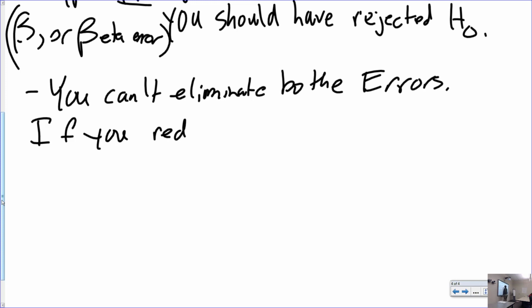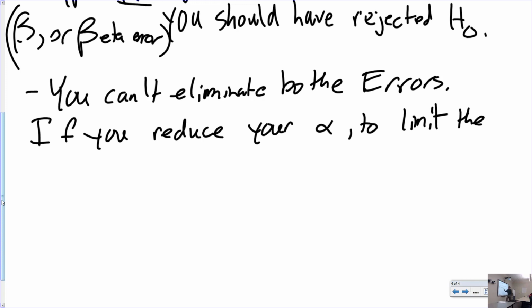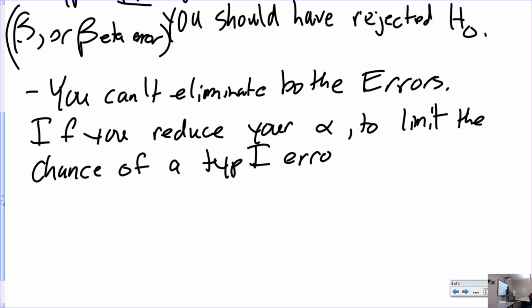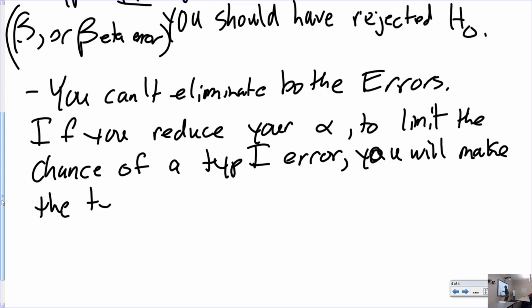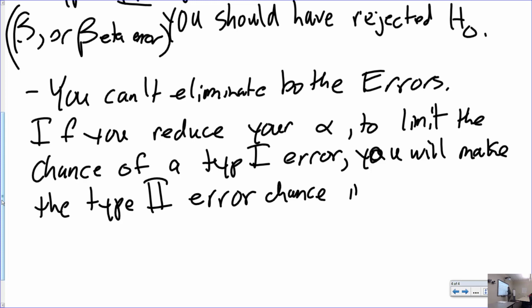If you reduce your alpha to limit the chance of a type 1 error, you will make the type 2 error chance increase. And there's no ifs, ands, or buts about it, folks. That's just the way it works, okay?